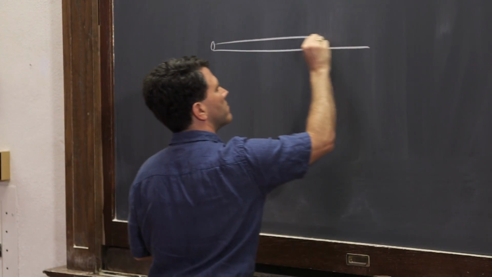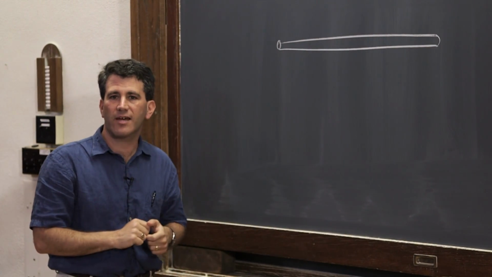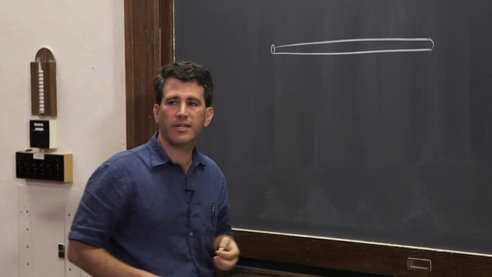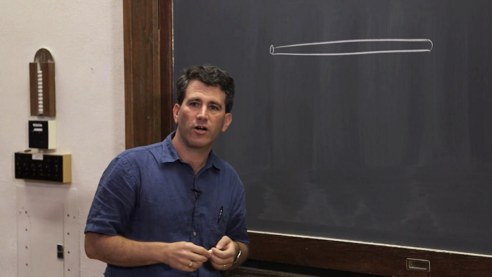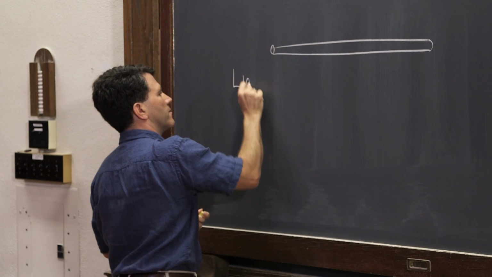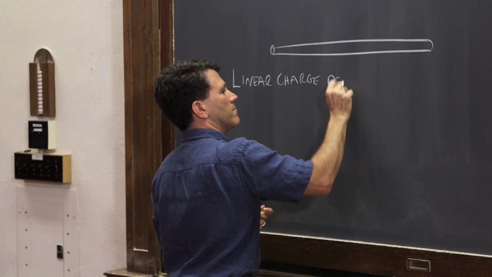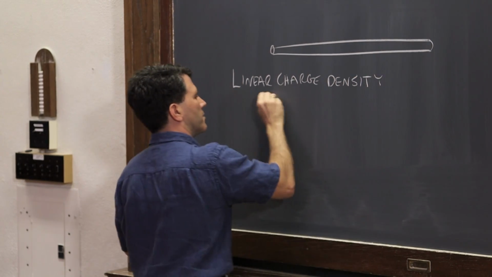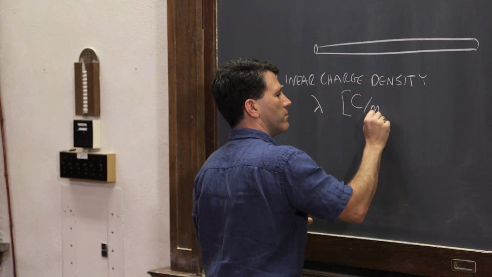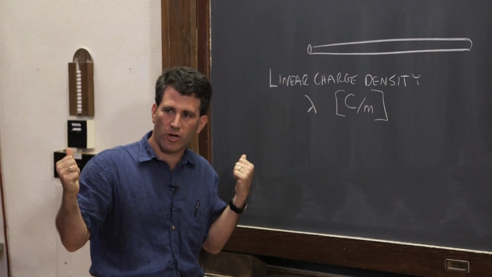Here is some rod or line, and we'll talk about how far it extends in either direction in a moment. But the idea is that somewhere out here, we're interested in the electric field produced by this line of charge. And we characterize the line of charge by a linear charge density, lambda, which has units of coulombs per meter. So obviously, if I have twice as long a line, I have twice as much total charge.